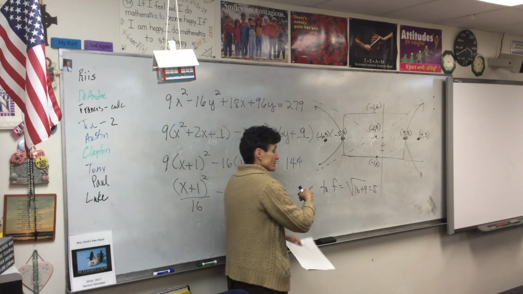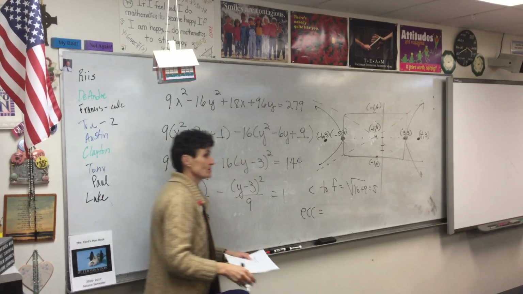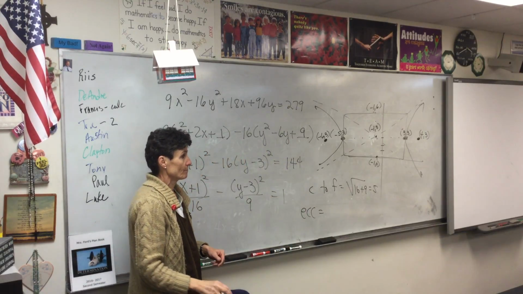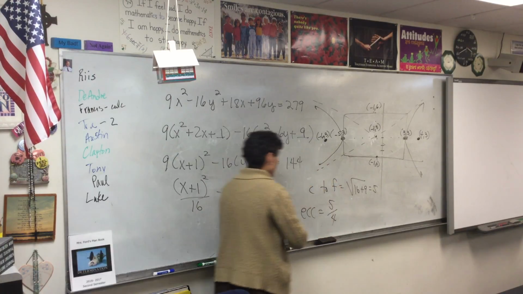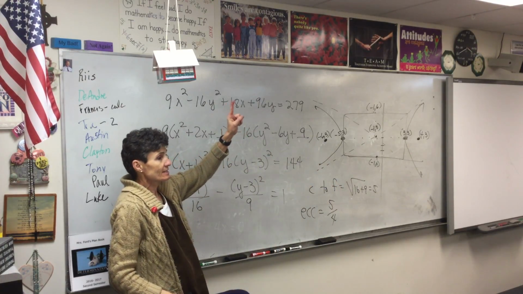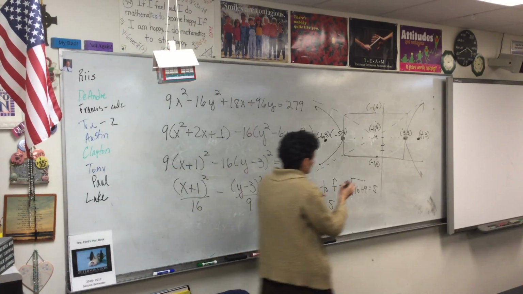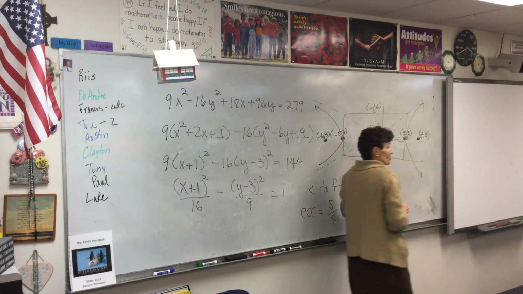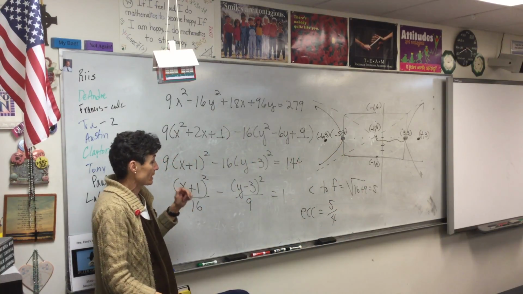Now we're going to do eccentricity. That's blank number 1. What's the eccentricity for this hyperbola? 5 fourths. Whoever said that, I love you. 5 is the distance from the center to the focus. 4 is the distance from the center to the vertex. And that's how we build eccentricity.